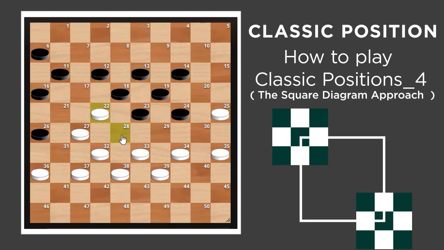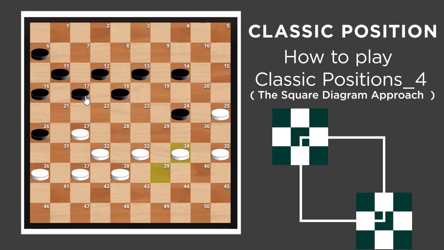So white plays 28-22. Black will respond by playing 23-29. White will have to take, and then black will take 2 pieces to 17. White will respond by playing 39-34. You can determine why that move should be made.